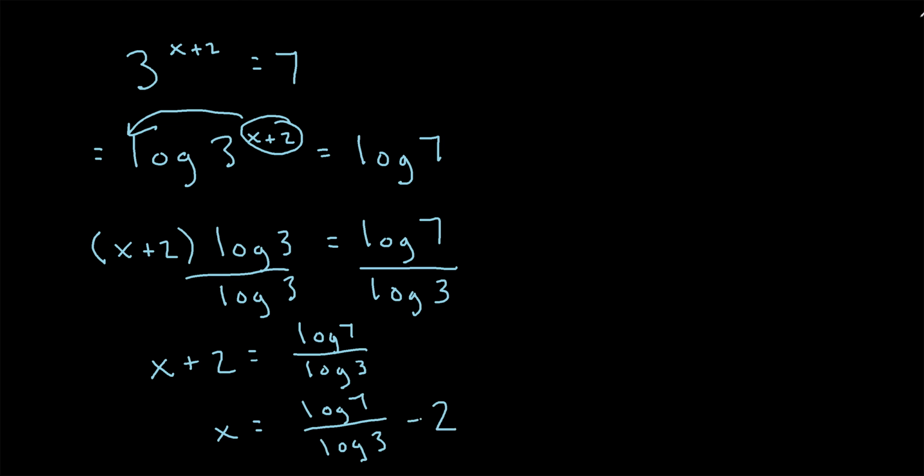If we were to punch in log of 7 over log of 3 into a calculator, we would get something like 1.77124 and a bunch of other numbers. And then if we did minus 2, our final answer would be something like negative 0.228756 and a bunch of numbers after that. So that is what x will be equal to.